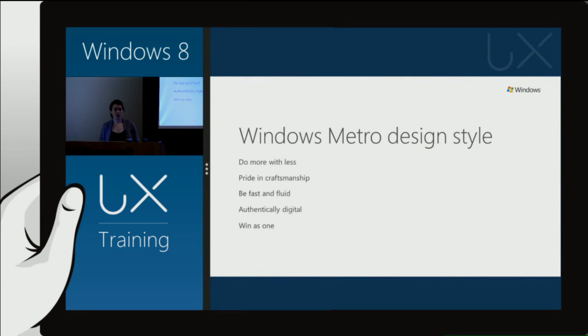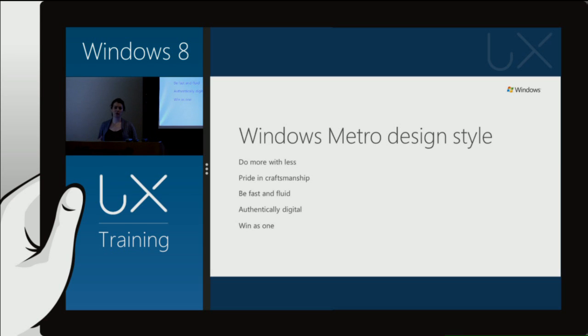And there's a great talk from Sam Moreau that was given at Build, and if you haven't seen it yet, I definitely recommend looking it up. It's on Metro design style and the 5 principles of Metro design style. These are: do more with less, pride in craftsmanship, be fast and fluid, authentically digital, and win as one.